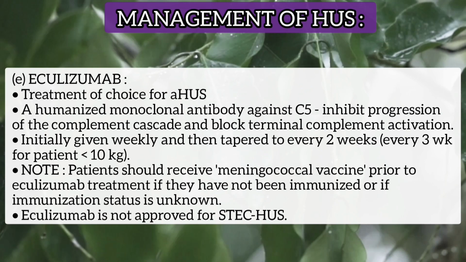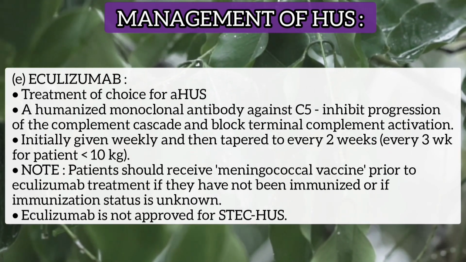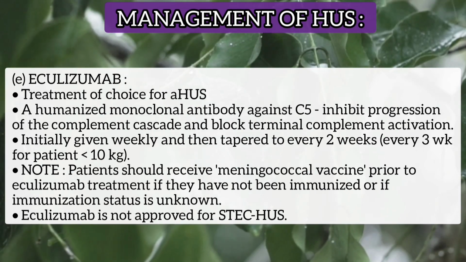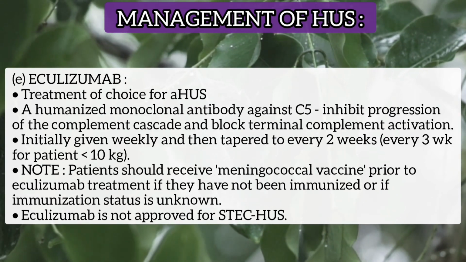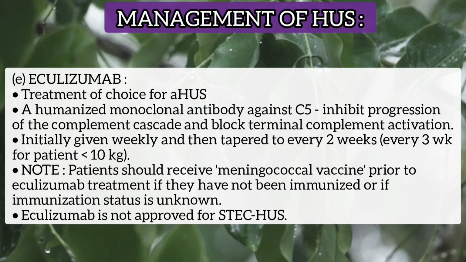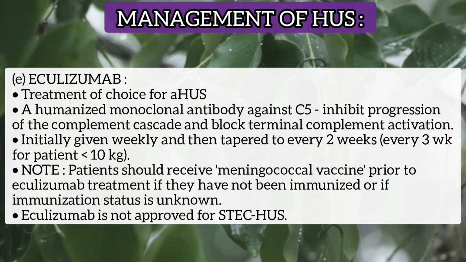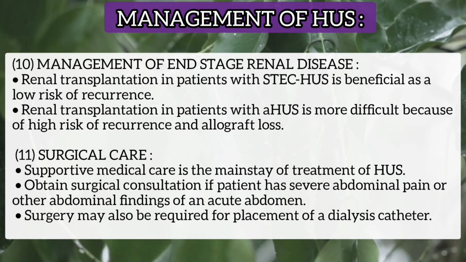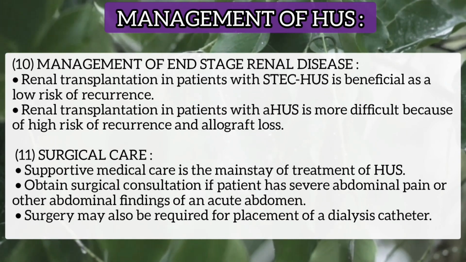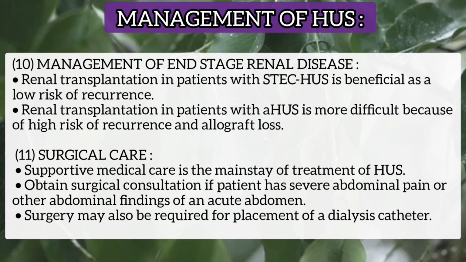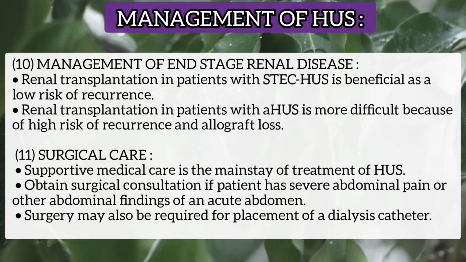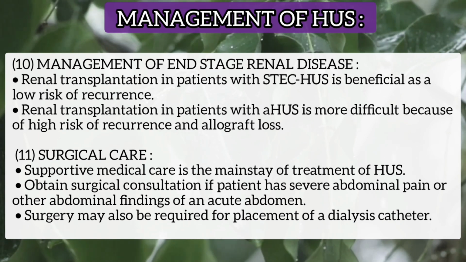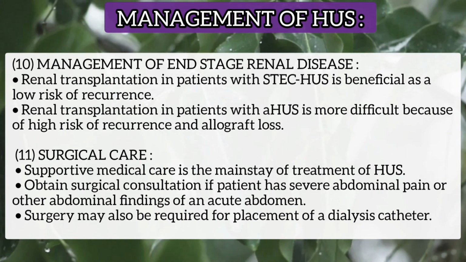Now, patients should receive meningococcal vaccine prior to this treatment if they have not been immunized or if the immunization status is unknown. Eculizumab is not approved for the Shiga toxin-associated hemolytic uremic syndrome. Now, in end-stage renal disease, renal transplantation is beneficial for patients with Shiga toxin-producing E. coli hemolytic uremic syndrome as there is low risk of recurrence. But it is not beneficial for atypical type because of high risk of recurrence and allograft loss.